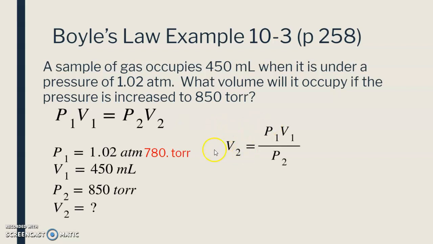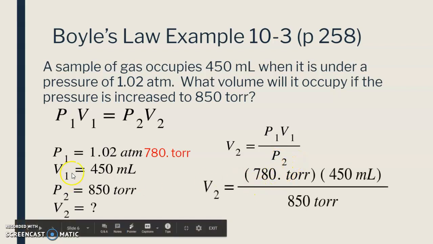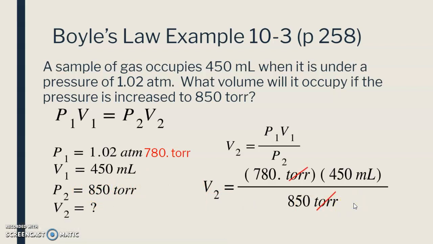Now, I know that for my V2, I divided both sides by P2, and so that's how I arrived at P1V1 over P2, okay? And then I plug in my numbers. Now, one of the things that I do encourage is for you to use your units. So my initial pressure, 780 torr, times my initial volume, 450 milliliters, divided by my final pressure, which is 850 torr. My torr units are going to cancel out, and I'm left with milliliters, which is a good thing because I need my final answer to be in milliliters, or a unit of volume.